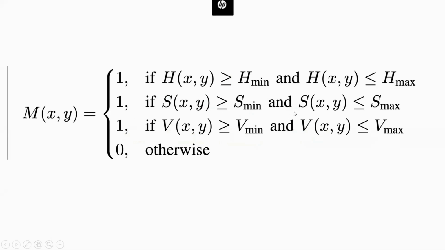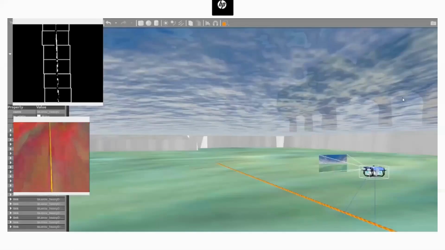We have defined the ranges for HSV values of the rope, and once it is detected, it segments into 0 and 1 values. So this is a screenshot from the Gazebo simulation that's going on. Here is the blue arrow, and it has a camera view. So it's seeing the rope, and based on that, it's drawing the sliding windows on this rope after segmenting it.